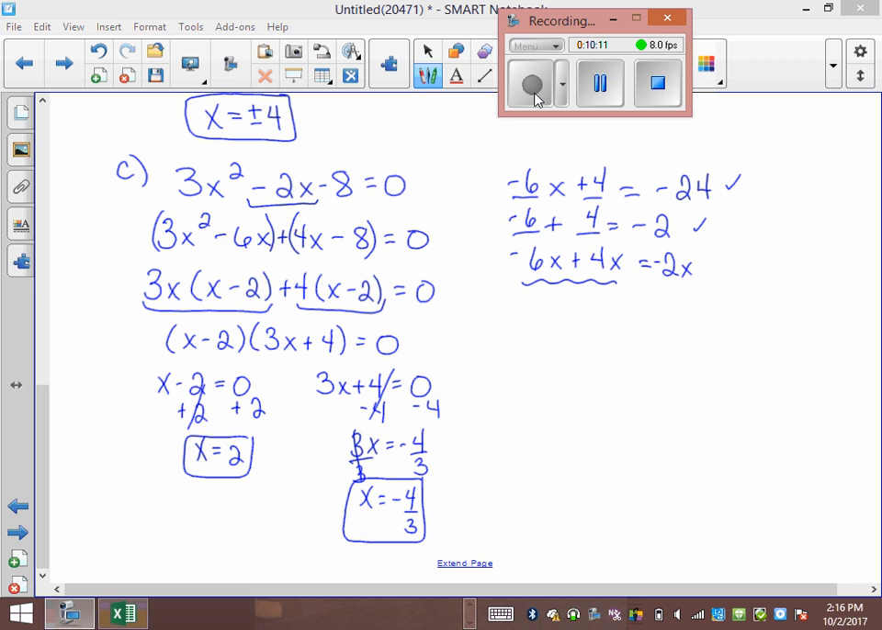Okay? So the hardest part of this is not solving. The hardest part of this is factoring. If you can't factor, you can't do the question. If you can factor, the question's really easy, right? The hardest part is factoring.